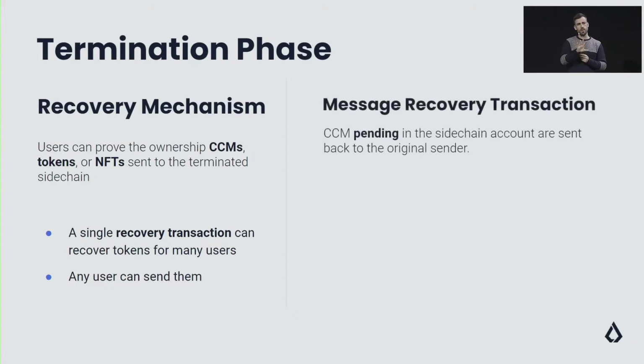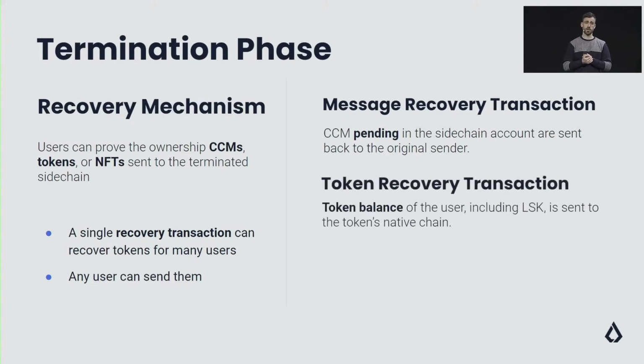So for this recovery mechanism to happen, we defined 3 different transactions. The message recovery transaction, the first one. This one allows us to recover pending cross-chain messages that are in the sidechain account. This means those cross-chain messages that are not yet part of the actual sidechain, that haven't been applied or processed in the sidechain. Those cross-chain messages can be recovered with this transaction.